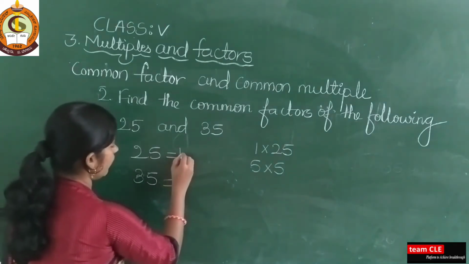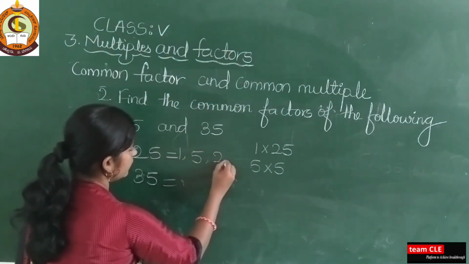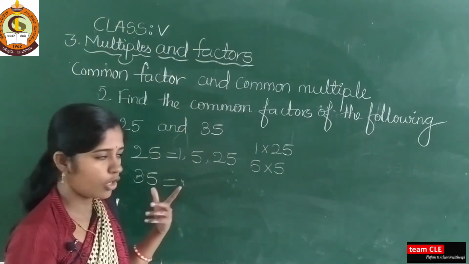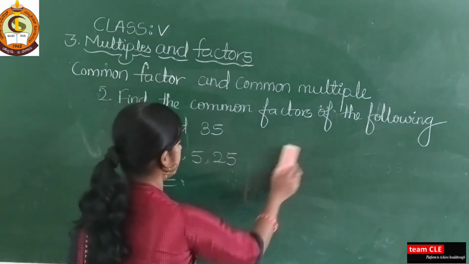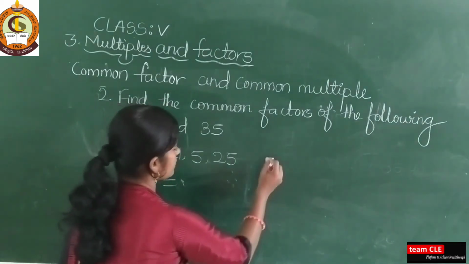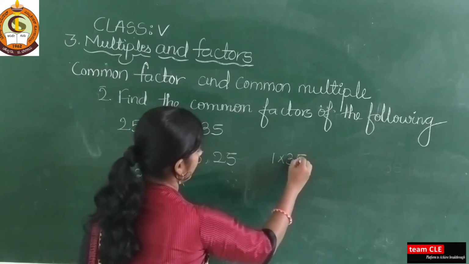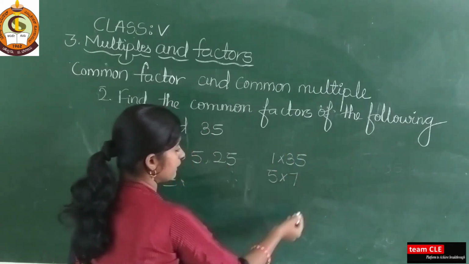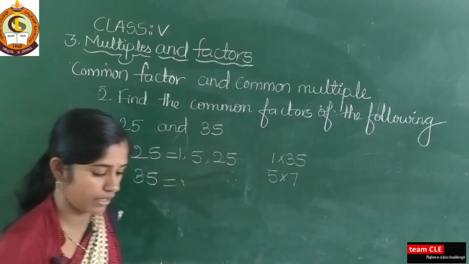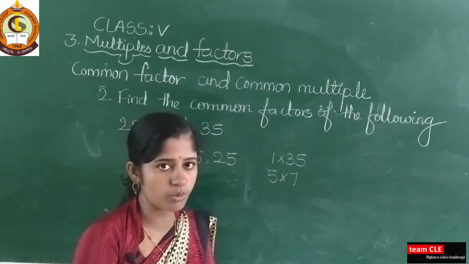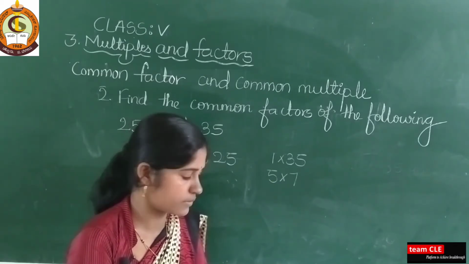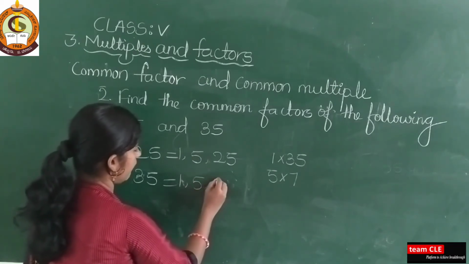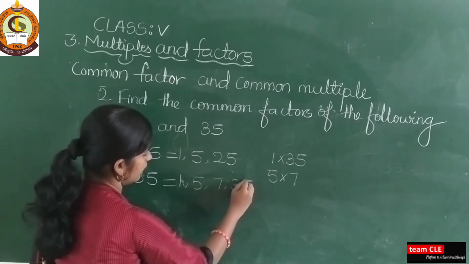So write here 1, 5 and 25. While arranging, you arrange in ascending order. Next, check it out. The 35 is there in which table? It is there in 1 35 is 35, and other than this it is there in 5 7 35 and 7 5 35. Dear students, tables are very important while solving these examples. So see here, write in ascending order 1, 5, 7 and 35.